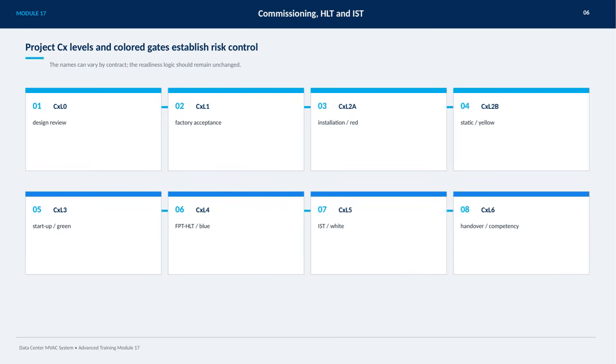CXL5 uses a white gate during integrated system testing, which combines subsystems for thorough evaluation. Finally, CXL6 refers to handover and competency, confirming the system is ready for operation and the team is prepared to manage it effectively. Although contract names may vary, this logical progression and color coding establish consistent risk control throughout commissioning.